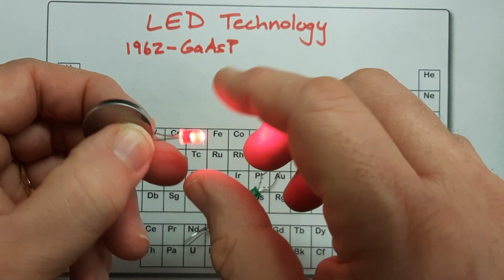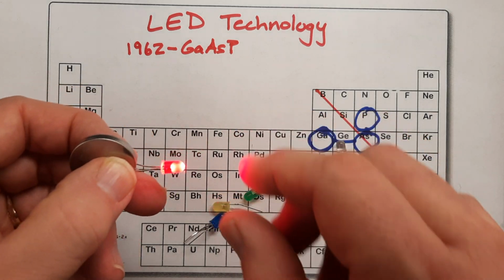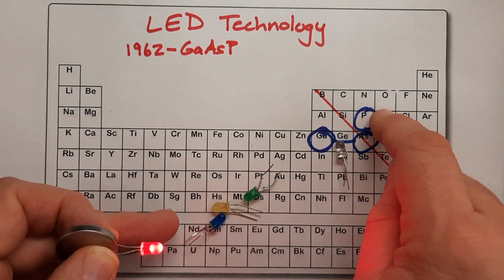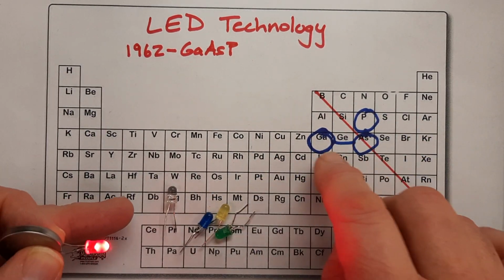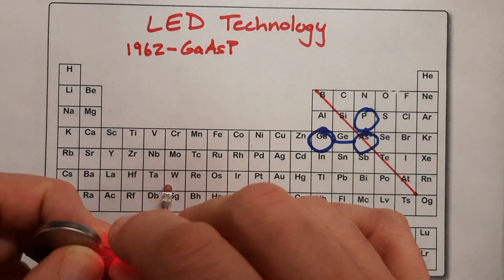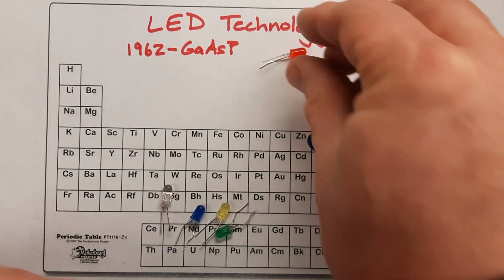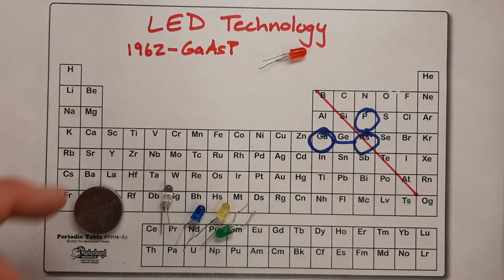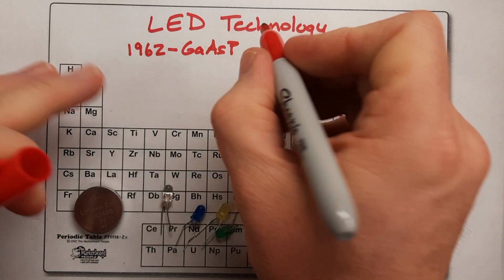And so, 1962, GaAsP, gallium arsenide phosphide. And notice these are on either side of this sort of dividing line between metals and nonmetals. And so, oh yeah, and that gave us the good old red LED.